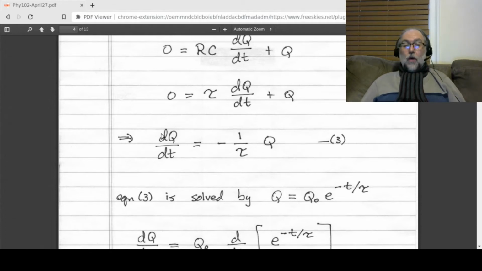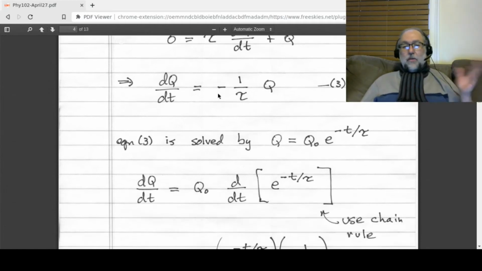Okay, so I put it in this form because now it's very easy to see what a solution to this equation looks like. Basically, if you have some function for q, a function of time, and you differentiate it, what are you going to get? You're going to get q back again, but with some constant in front, minus 1 over tau. So the solution to equation 3 is actually a function, q of t. If you differentiate q with respect to t, you're going to get q back with this constant minus 1 over tau in front.